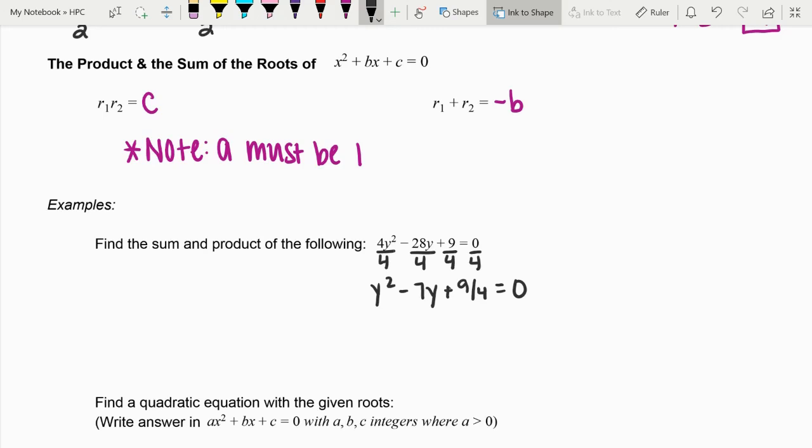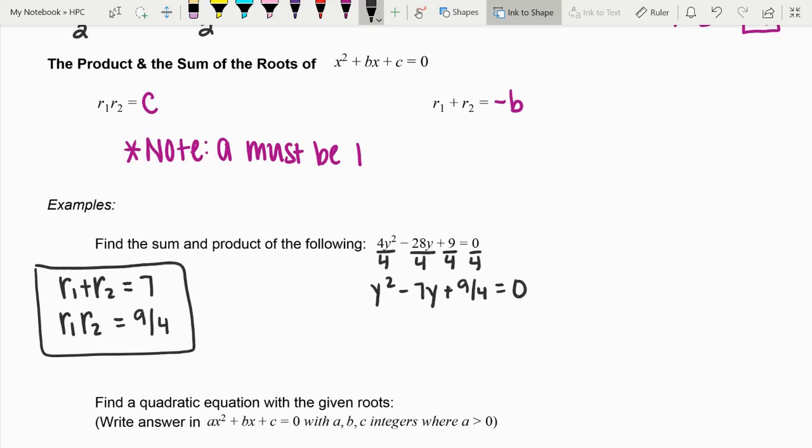Okay, so we want to find the sum and the product. So if you recall, the sum, root 1 plus root 2, is equal to the opposite of b. Well, the opposite of b would just be 7. And then root 1 times root 2, so the product, that is equal to c, and c is 9/4. So we were able to find the sum and the product.